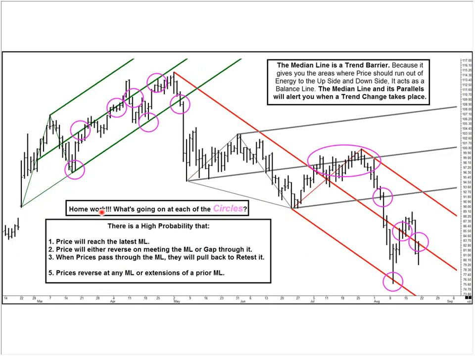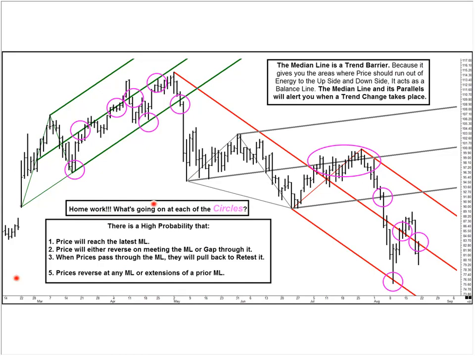But do yourself a favor. Print this slide out. You can even go back. Look, this must have been 2011. You can go back and print this out. This is daily continuous crude oil. Print it out and put these circles on the chart. First of all, draw on the median lines. Put these circles on the chart. See if you can figure out what's going on.